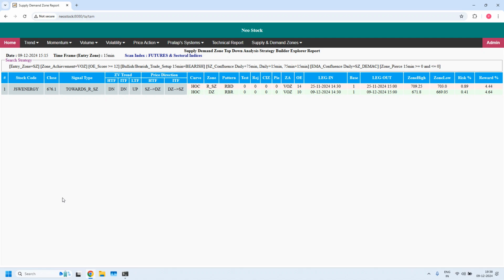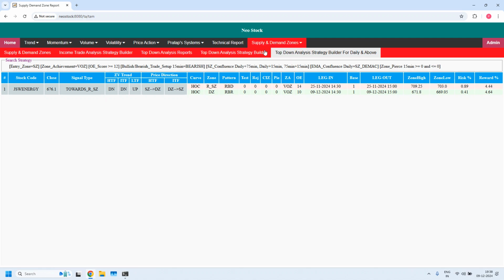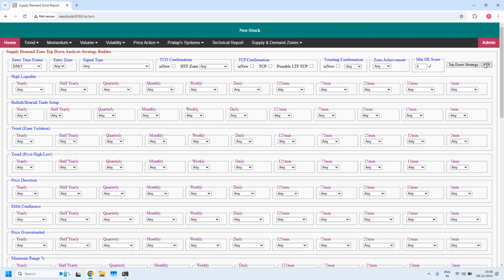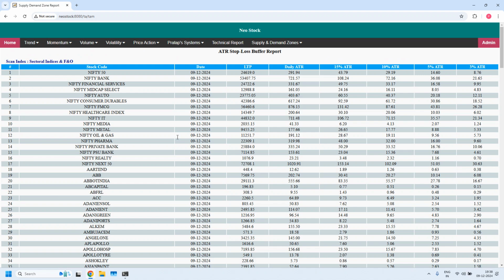In the final report, let us generate stop buffers based on daily ATR. All these are stop buffers. The first 17 in this list are indices. Remaining all are equity stocks. I am scrolling the list down. Whichever stock you want to refer to, please pause the video there. After that you can proceed further. Okay, I am scrolling the list down.